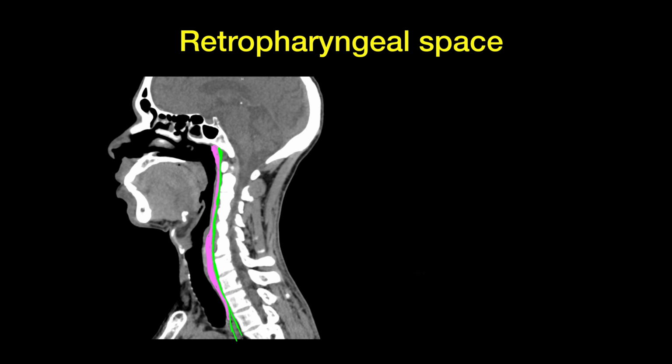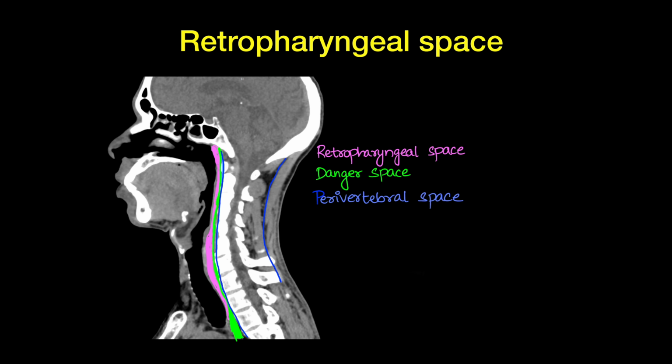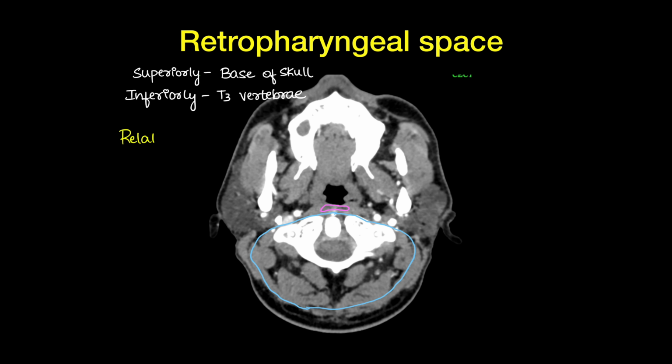Behind the retropharyngeal space, there is a small space called the danger space, which extends till the mediastinum, that is till the diaphragm, and behind that we have the perivertebral space. As the color coding suggests, pink is retropharyngeal space, green is danger space, and blue is perivertebral space.